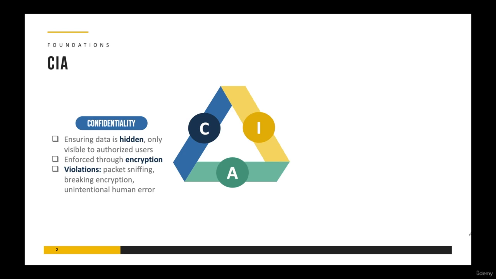Some violations of confidentiality include packet sniffing. So that happens when your data is being transmitted over a network and somebody captures your traffic. Confidentiality is also violated when somebody is able to successfully break the encryption that you use to protect your data. But it can also sometimes happen due to unintentional human error when a user inadvertently exposes data.